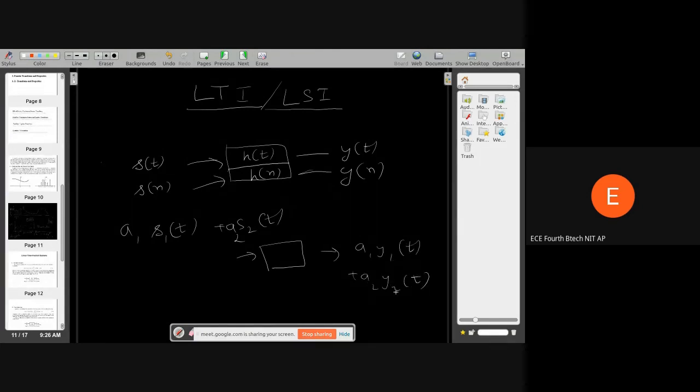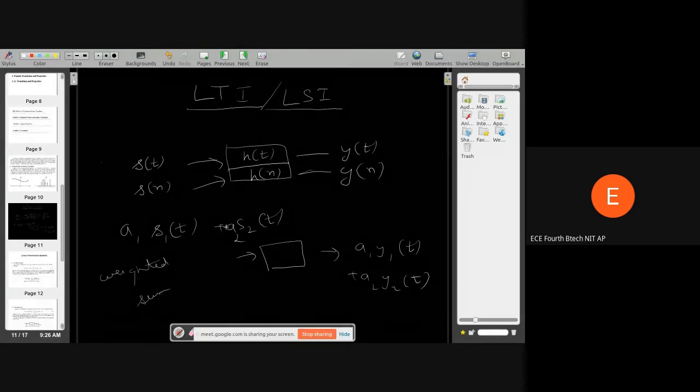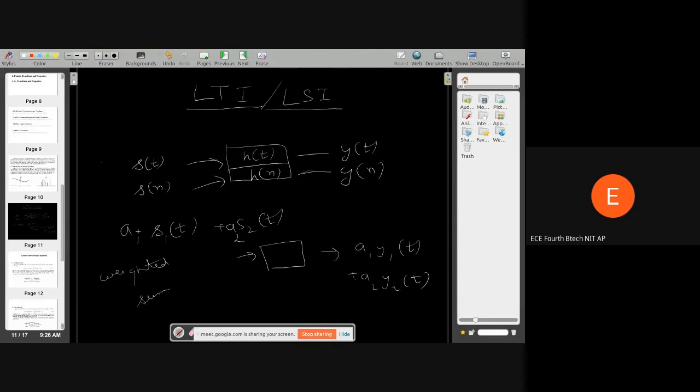This is called the principle of superposition and homogeneity. So if you have a weighted sum of multiple inputs, then your output should also be a weighted sum of the outputs of the individual signals. This is all a linear system is. Now, a consequence of this definition is that if A1 and A2 are zero, so your input is zero, there is no input, you cannot have an output. The output also has to be zero.